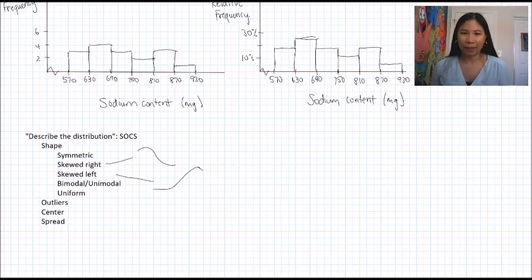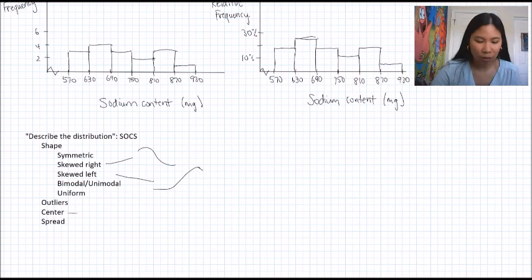So if you see anything where it does seem like it's far away from the rest of your numbers, then you can say this number, whatever it was, seems to be an outlier. And we'll talk about next class how to actually figure out if something is an outlier or not. Okay, so outliers. Then the next one is center. When we talk about center, we basically want to mention what is the mean or what is the median.